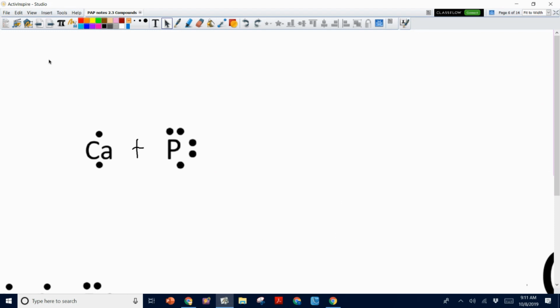So in order for these to bond, calcium wants to lose its electrons because it's a metal. All metals lose their electrons, so that the shell underneath those 2 can have a full valence shell, and it can be stable. And then phosphorus, since it's on the right-hand side, is a non-metal, so it wants to gain electrons. Right now it has 5 valence electrons, and it wants to gain up to 8. So remember that magic number 8.